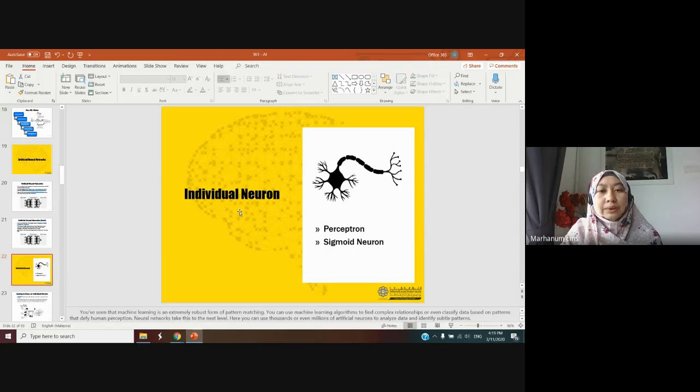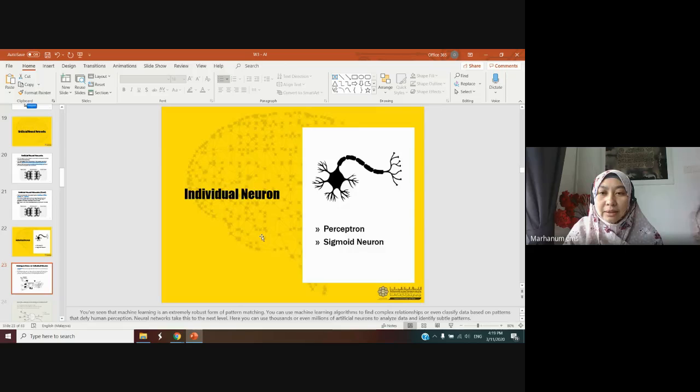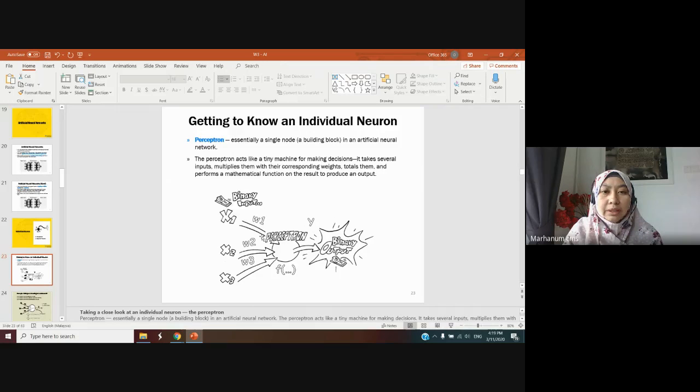Like this. So the individual neuron: perceptron and sigmoid neuron. This is more technical. Getting to know an individual neuron, the perceptron is essentially a single node, a building block in an artificial neural network. The perceptron acts like a tiny machine for making decisions. It takes several inputs, x1, x2 and x3, multiplies them with the corresponding weights. They have weights for each of the inputs. Then they total up and perform a mathematical function on the result to produce the output. This one is the output.